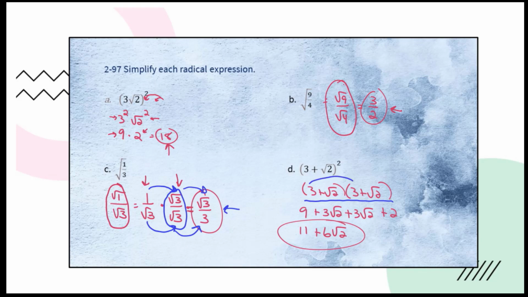And then I do my first terms, which is 9. I do my outside terms, which is 3 times root 2, so that's there. And then I do my inner terms, and that's here. And then I do my last terms, root 2 times root 2, which is 2. And then I'm just combining like terms. So 9 plus 2 is 11, and 3 root 2 plus 3 root 2 is 6 root 2. And that is the final answer for 2-97.